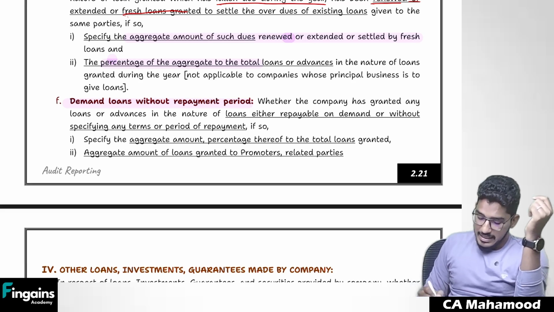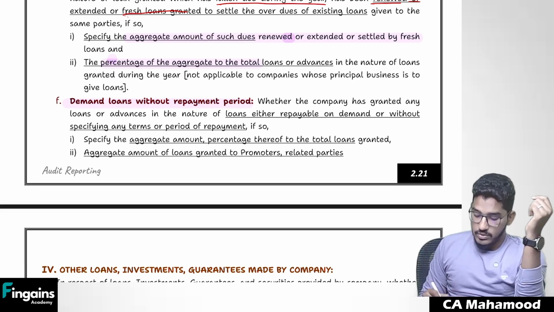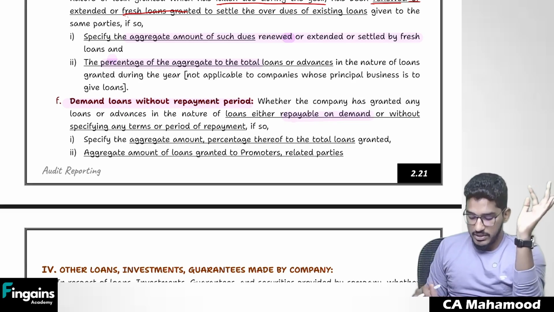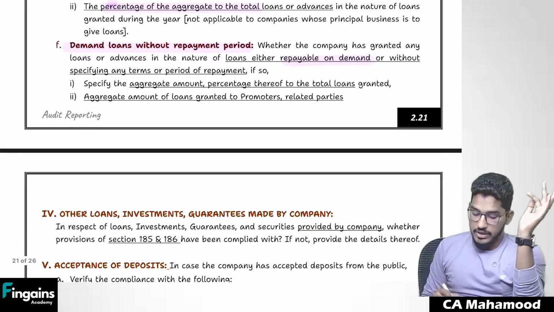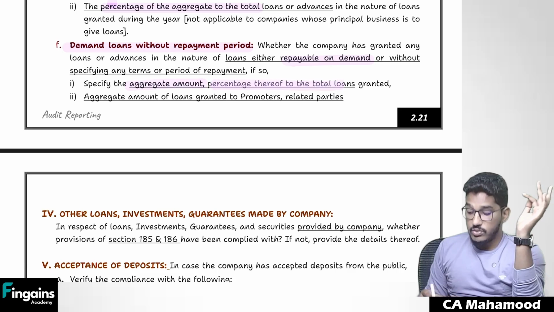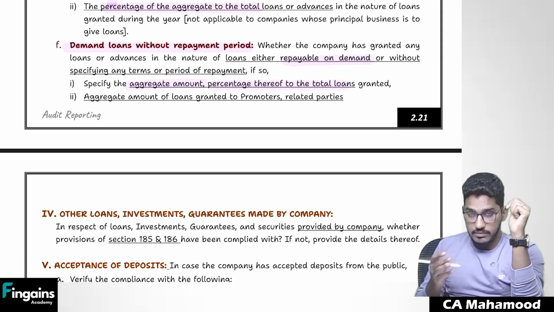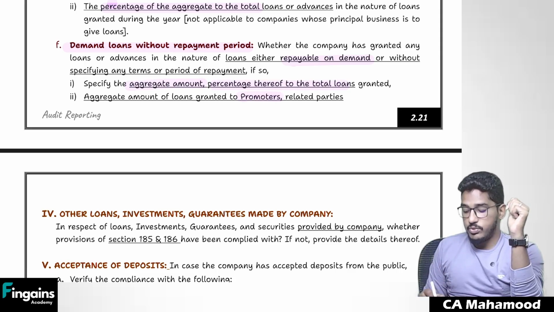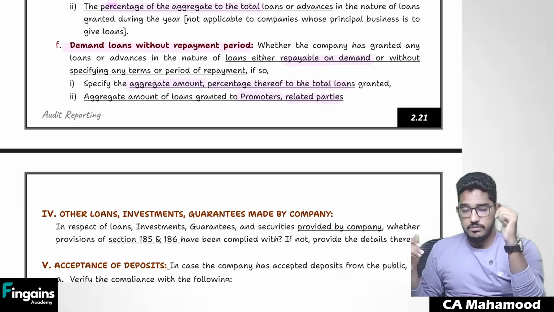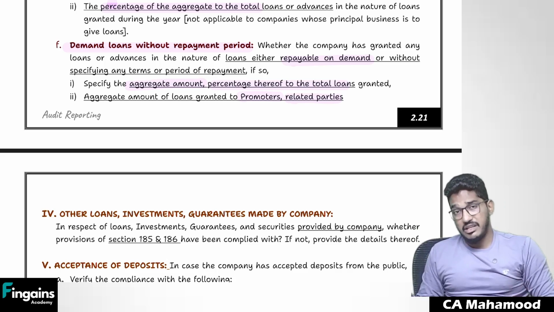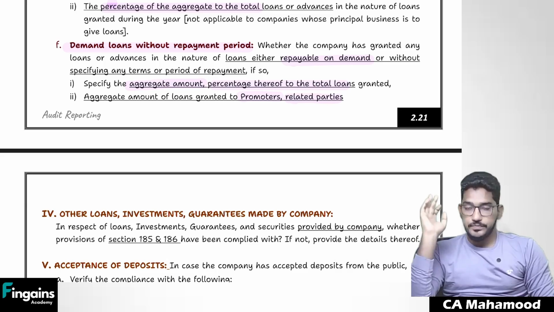So whether the company has granted any loans or advances that are either repayable on demand or without mentioning any repayment period, I have to mention the aggregate amount and also the percentage. Here also I have to mention the percentage. And also, out of these demand loans, how much amount was given to promoters and related parties, that amount also I have to state separately.